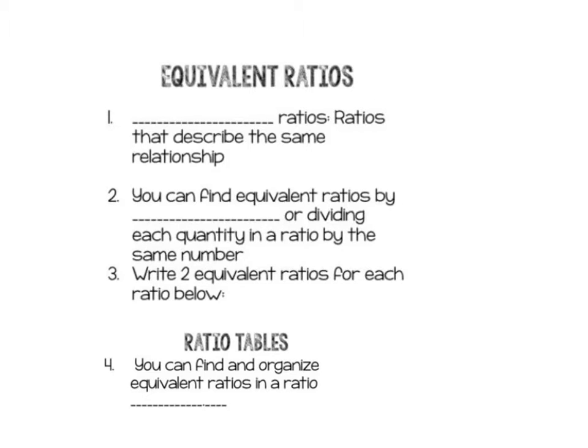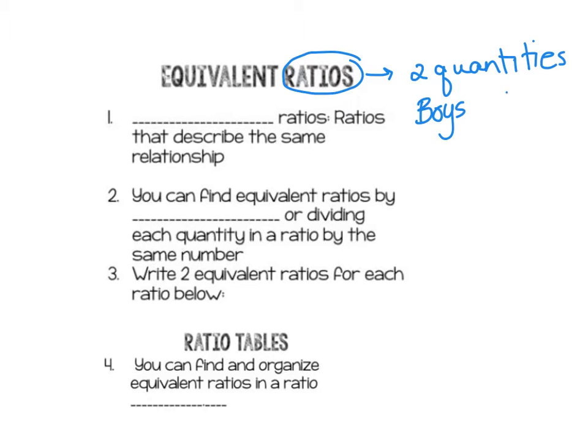Today we're going to discuss equivalent ratios. We're going to take some notes on the paper that you picked up. So first of all, we talked about ratios on Monday, and we said that ratios were a comparison of two quantities of something. One that we used in class is we compared the number of boys in class to the number of girls in class.